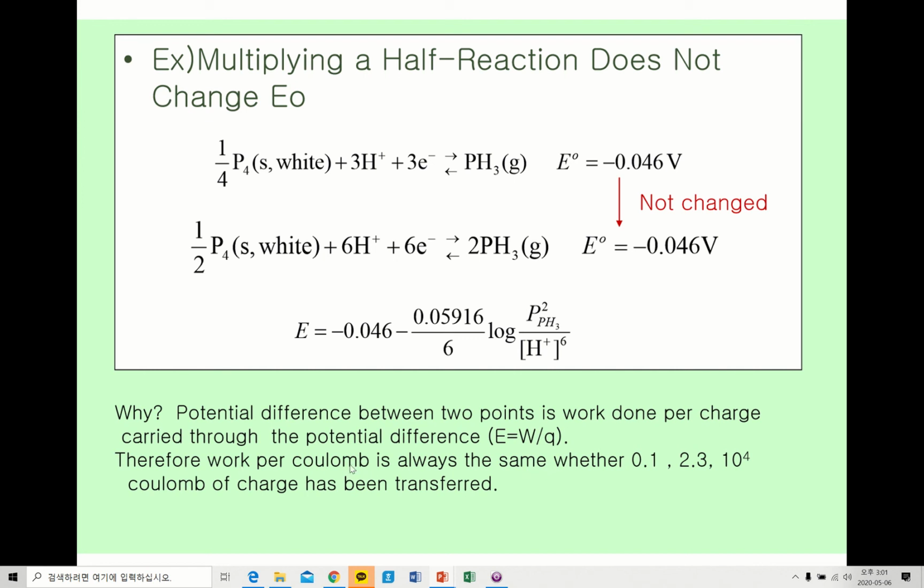Therefore, work per coulomb is always the same, whether 0.1, or 2.3, or 10 to 4 coulombs of charge has been transferred. So although you increase this work and the charge, they increase together, right? So the potential doesn't change at all.